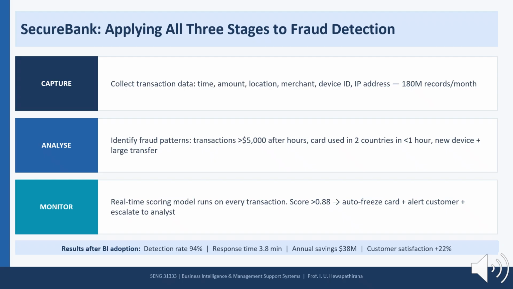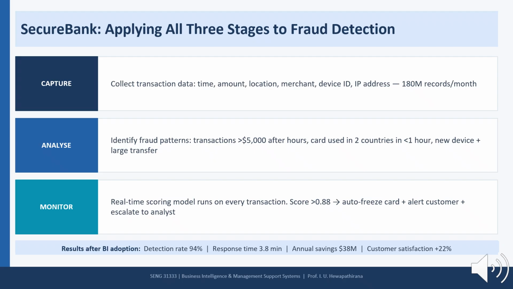In the analyze stage, data scientists examine that historical data to identify the patterns that characterize fraudulent behavior. Three of the most predictive patterns they find are transactions exceeding $5,000 after business hours, a card being used in 2 different countries within less than 1 hour, which is physically impossible for a genuine customer, and a large transfer made from a new, unrecognized device. These patterns become the basis of the fraud detection model.